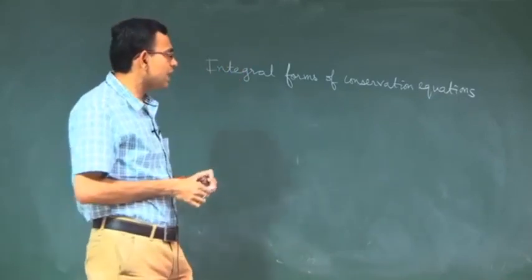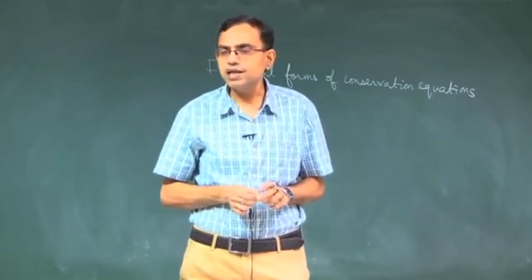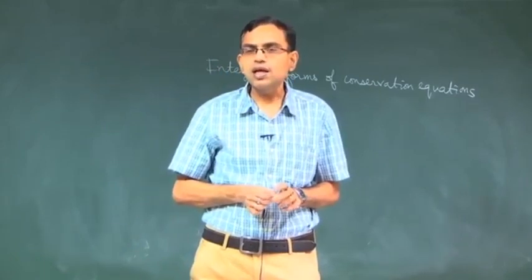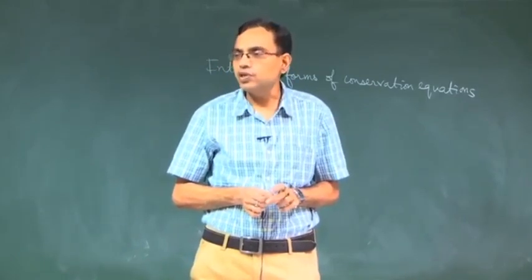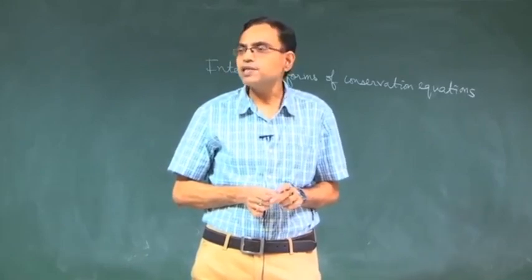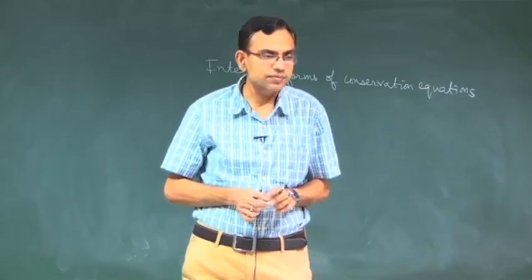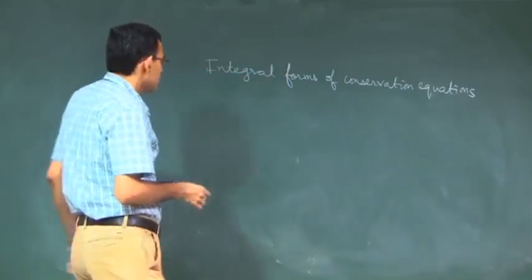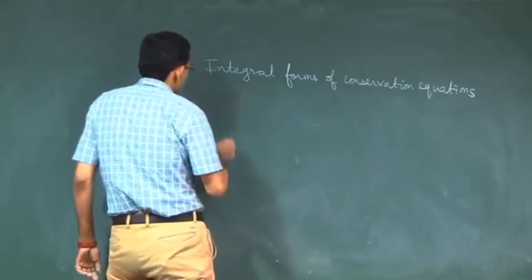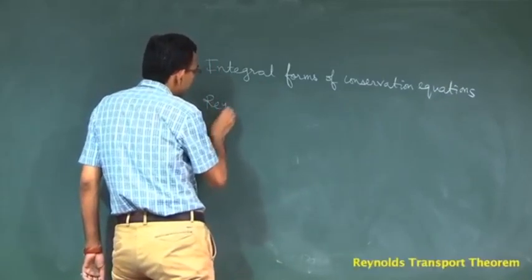So to write the integral form of conservation equation, what we essentially use is the Reynolds transport theorem, which converts the control mass based approach to a control volume based approach in an integral sense. So the first thing that we will study today is the Reynolds transport theorem.